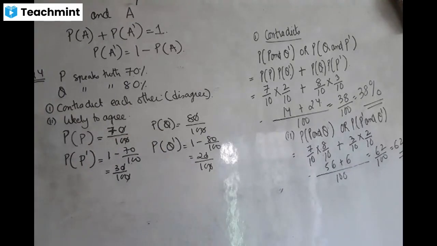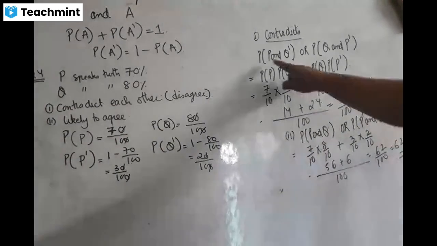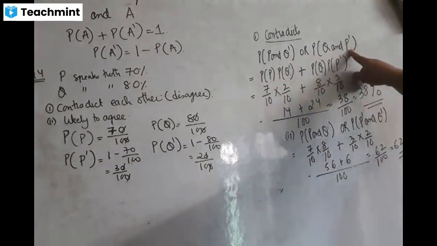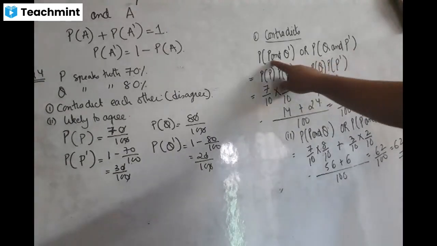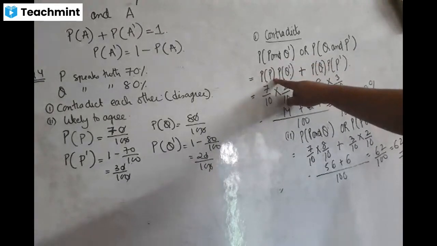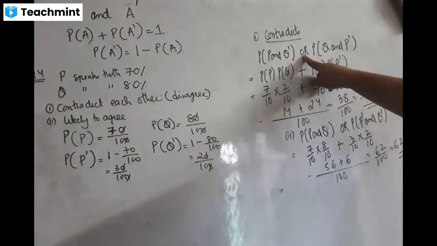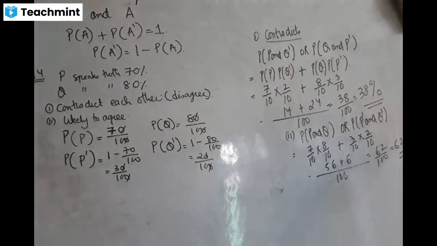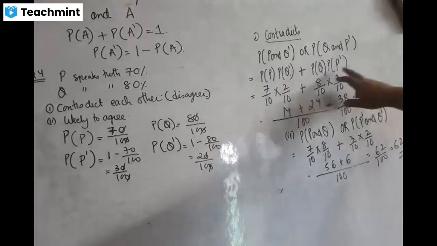Contradict means disagree. So if P speaks truth, then Q has to lie, or if Q speaks truth, then P has to lie. No other cases, because there are only two persons. And I've already explained, and means intersection means multiplication, because they are independent events. Or means union, and this means plus. Is that clear? Okay, so I've just put in the values.